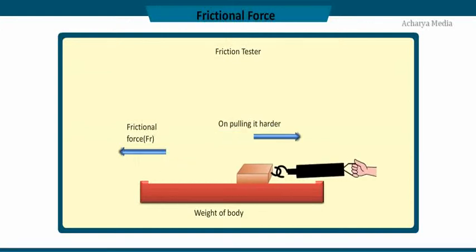On pulling it harder, the brick starts to move. Thus, if the applied force F is slightly greater than the frictional force Fr, then the object starts to move. If more force is applied, the brick starts to accelerate.